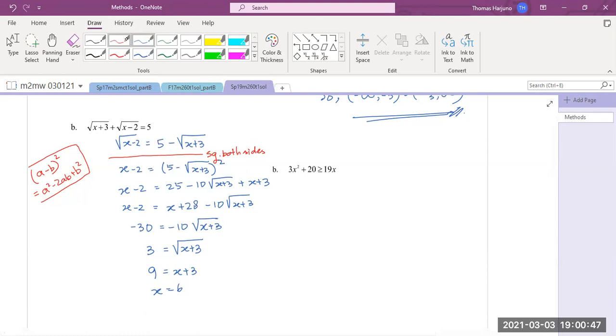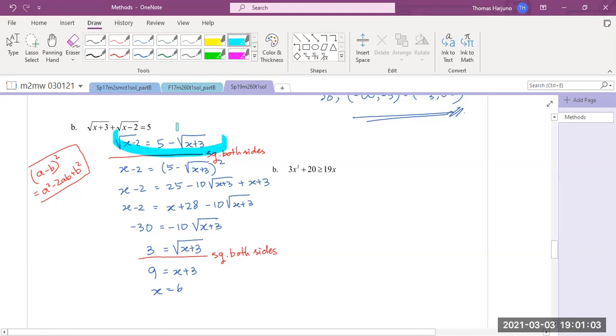So notice that I squared both sides twice. The second squaring is not a problem because the other side is already positive, right? But still, we need to check, because when we square both sides, we don't know if the other side is positive or negative. Basically, if the other side has a variable, then you have to check. Okay.